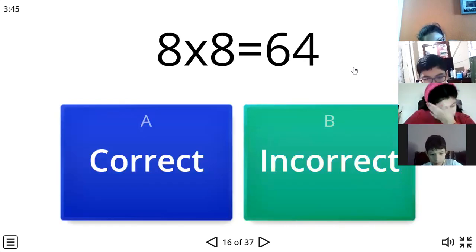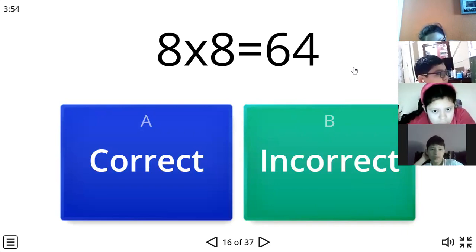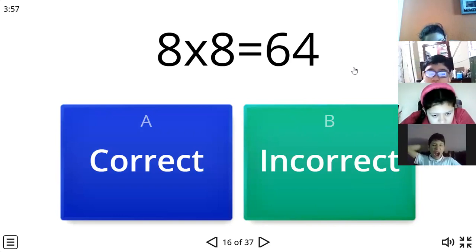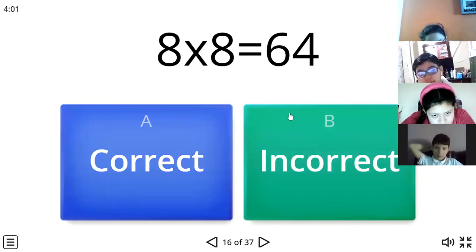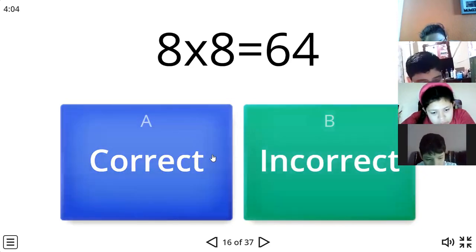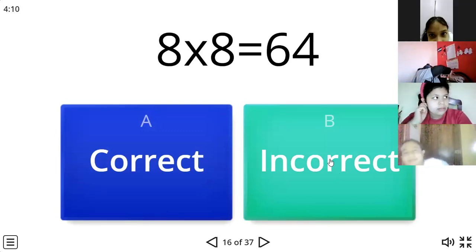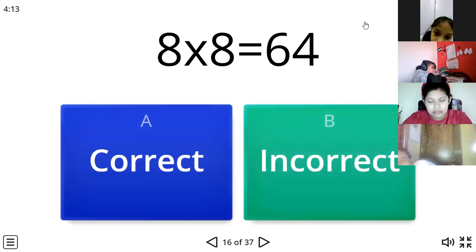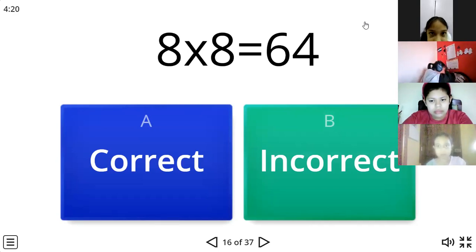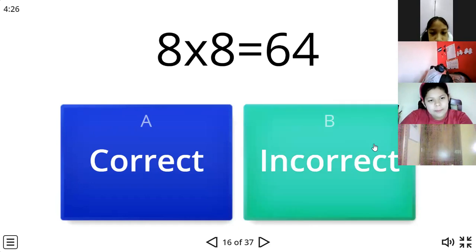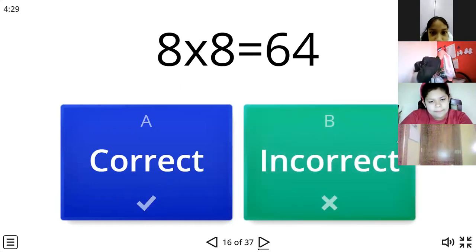Maria Fernanda, open the microphone, please. And the rest of the students, get ready with your notebook. How is this multiplication? Correct or incorrect? Incorrect. It was correct. 8 times 8 is 64.